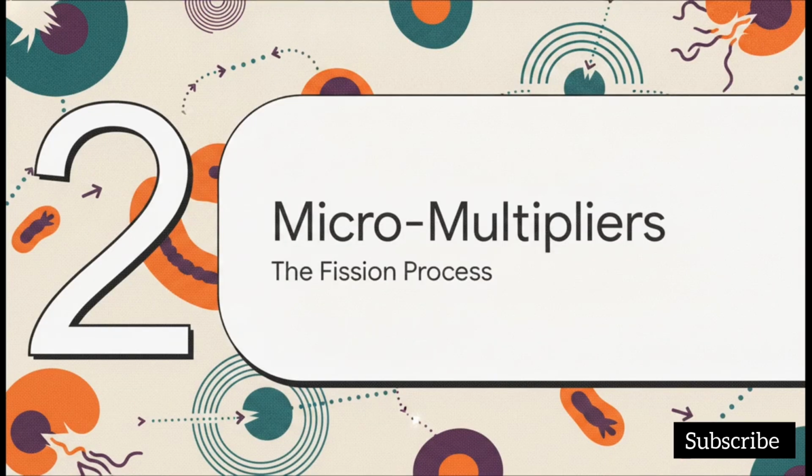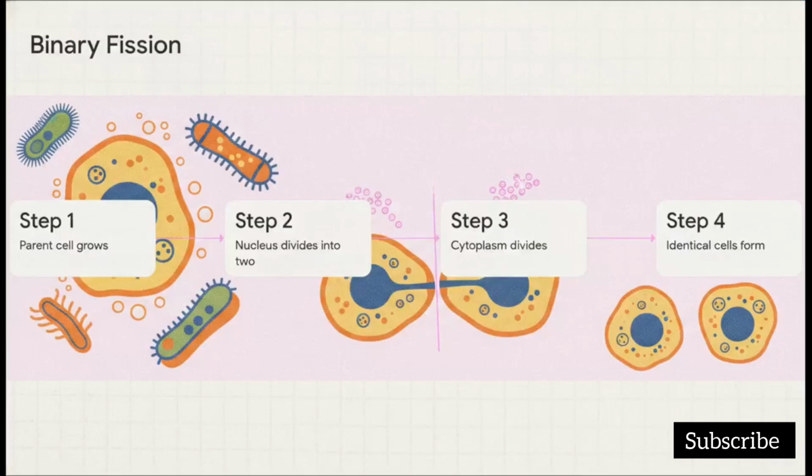Moving on to Section 2, micromultipliers, the fission process. So, binary fission. This is literally the simplest method of reproduction out there. It's used by microorganisms like amoeba, paramecium, and bacteria to multiply very quickly under favorable conditions. It's an easy four-step process. The parent cell simply grows, right? Then, its nucleus divides directly into two. After that, the surrounding cytoplasm splits right down the middle. Boom, you're left with two completely equal, identical daughter cells.